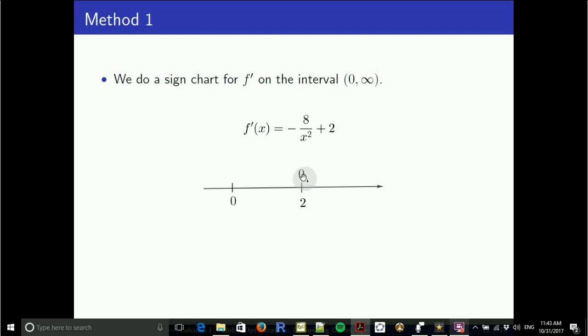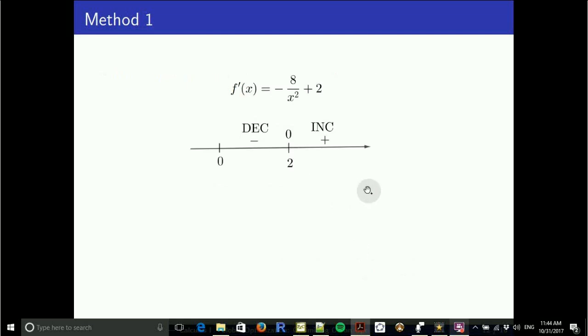The sign of f prime can only change between its critical numbers. To decide what the sign of f prime is, we can use some test points. For example, 1 lies between 0 and 2, and f prime of 1 is minus 8 plus 2, which is minus 6, which is negative. So that means that f prime is negative for all values between 0 and 2. Above 2, we can use 4 as a test value, and we see that f prime of 4 is minus 8 over 16 plus 2, which is minus a half plus 2, so 3/2, which is positive. So that means that f prime is positive for all values above 2.